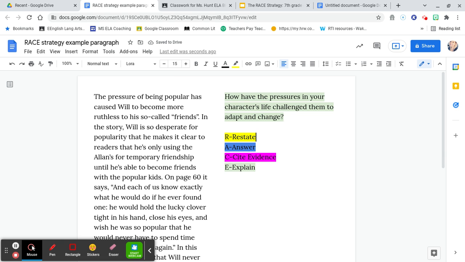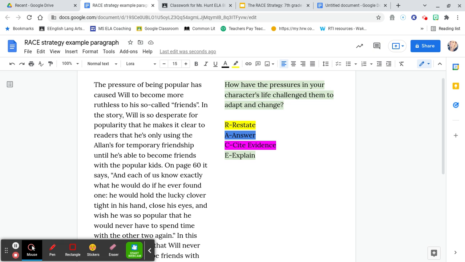Again, I'm going to read this answer to us. I'm going to read the whole thing first, then go back in and, piece by piece, recognize some things about my writing. This is going to help you write your own paragraphs about your own characters from your book over this exact same question. So here we go. How have the pressures in your character's life challenged them to adapt and change?